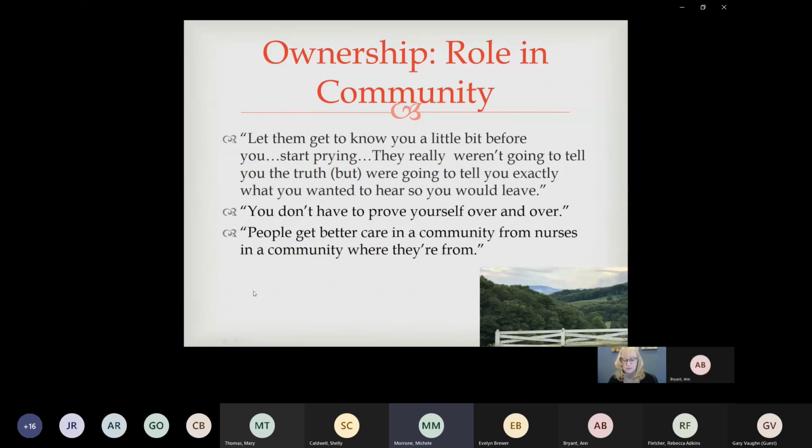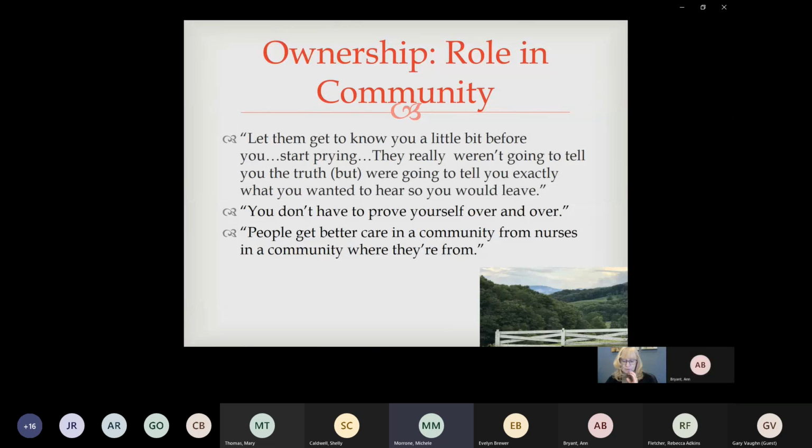The nurses saw themselves as members of that community. They understood community relationships, and they were able to navigate those inherent barriers. "Let them know you a little bit before you start prying. Unless you do that, they're not going to tell you the truth. They're just going to tell you what you want to hear so that you'll leave."